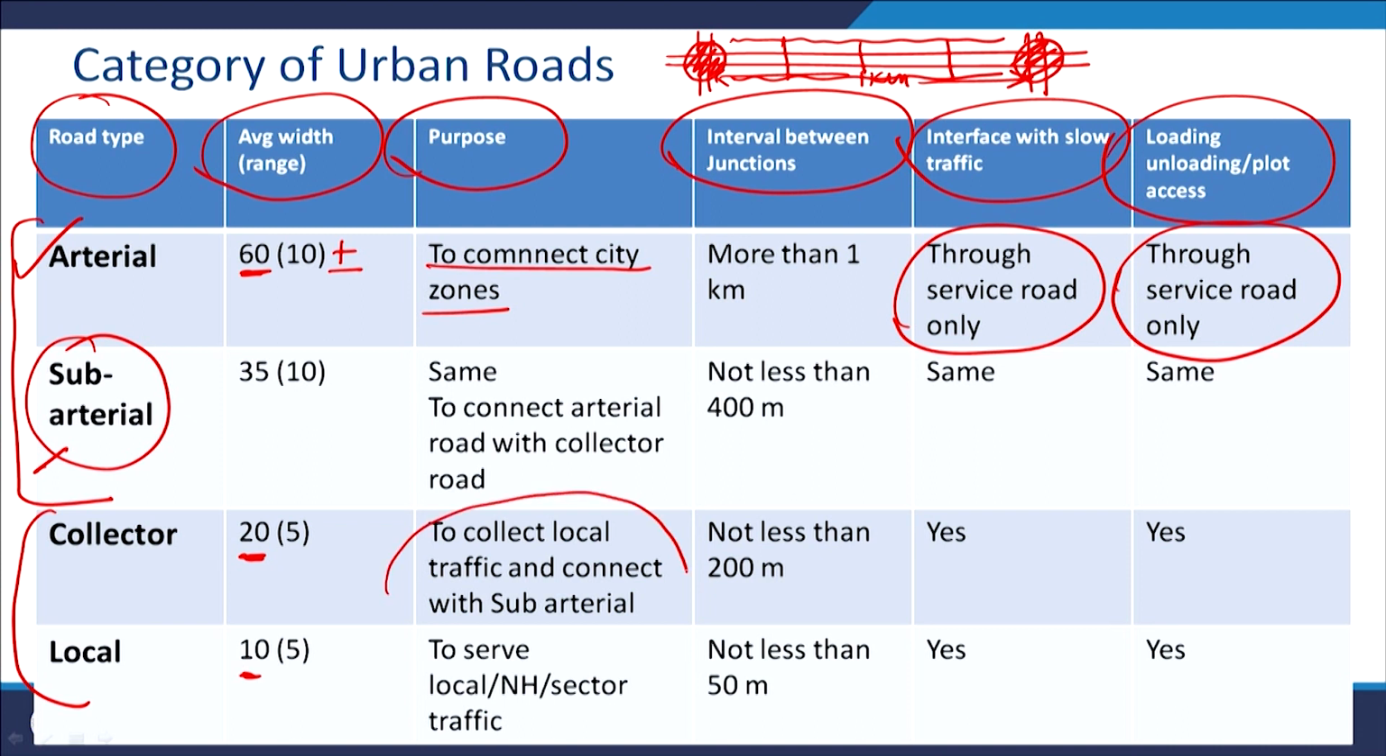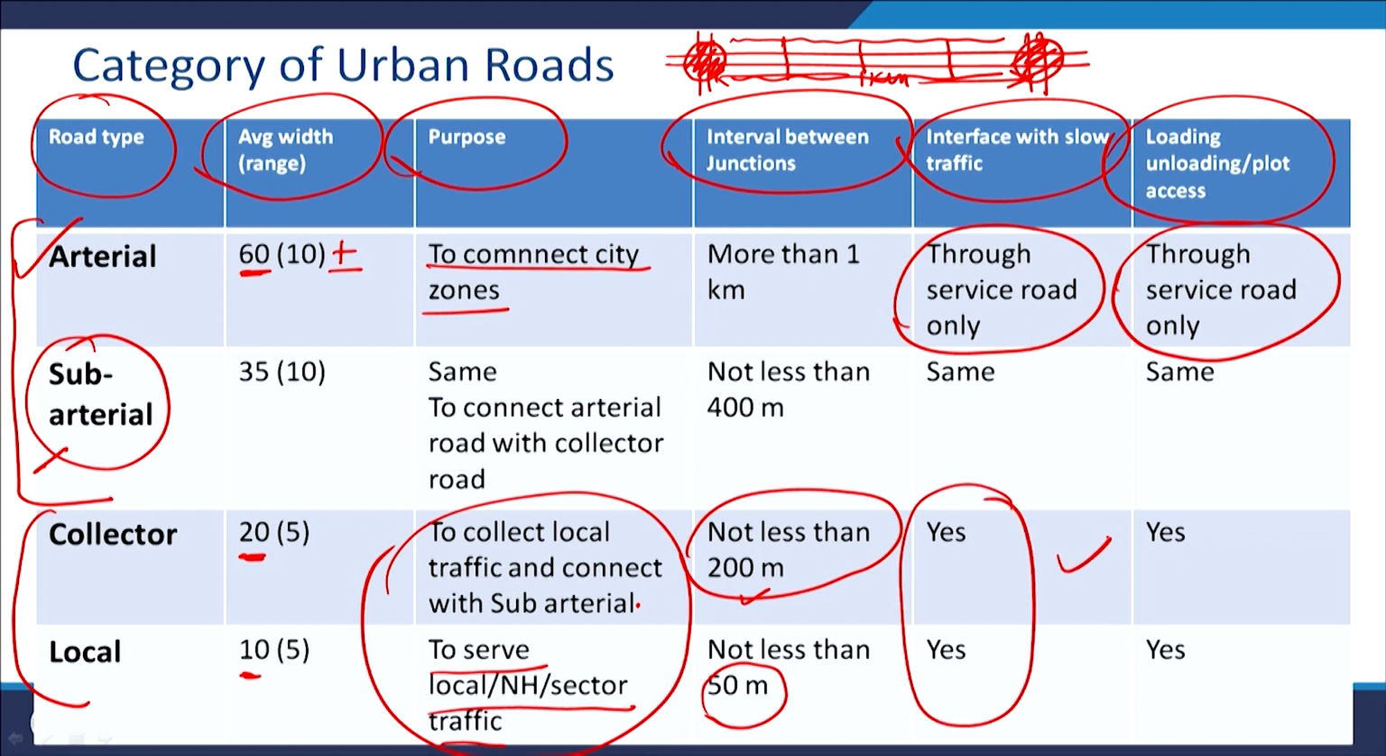The objective of the collector and local road is to collect local traffic and connect with the subarterial road, and to serve the local and neighborhood level sector traffic. The ideal distance between two junctions for a collector road is not less than 200 meters, and for a local road it is not less than 50 meters. And interface with slow traffic is allowed, whereas on arterial and subarterial roads it is not allowed. Loading, unloading, dropping and interface with other slow traffic is possible on the collector road and the local road.